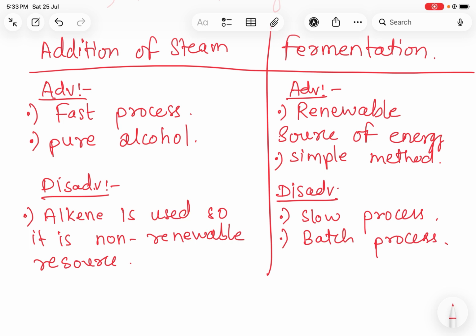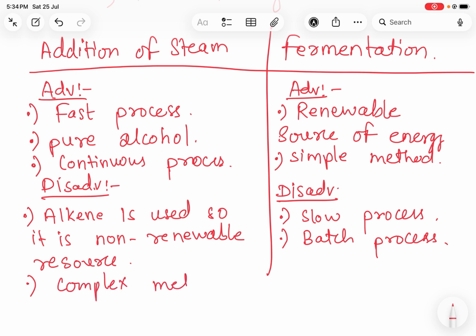Whereas we could say it's an advantage for the addition of steam that it's a continuous process. It is not like yeast, where when it dies we have to change everything and add new yeast. It is just addition of steam and alkene, and the reaction will go on. For addition of steam, because we have to maintain the reaction conditions, around 60 to 70 atmospheric pressure and 300 degrees Celsius temperature here, we would say that it is a complex method.